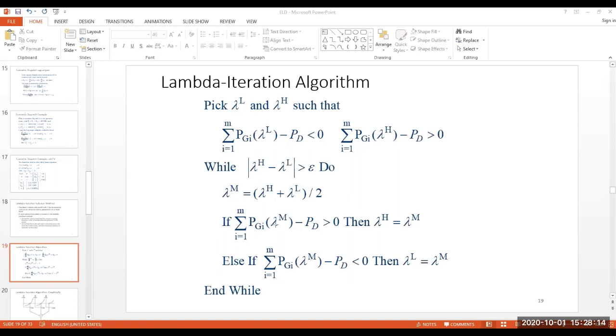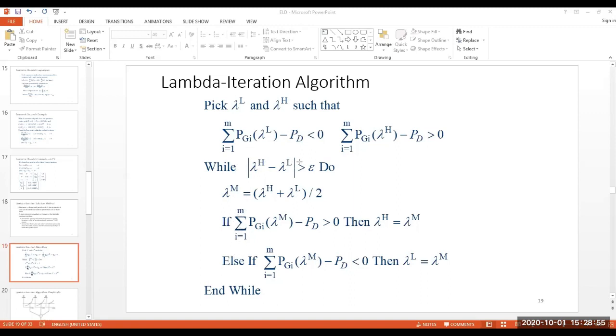If this new lambda gives you positive error, then what you do? You reduce your higher value of lambda and you set it to lambda M. Or if, after putting the updated lambda M into your error function, it is still negative, that means you have to increase your lambda L to the newly calculated value of lambda M. And that ends. This is how simple it is. You just have to check these two conditions in each iteration.